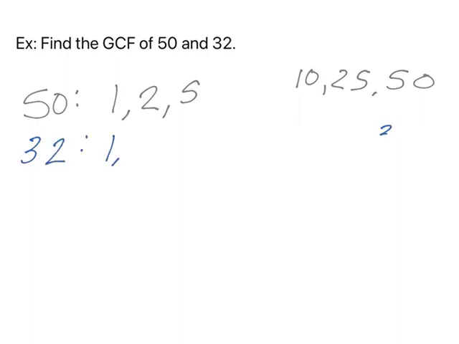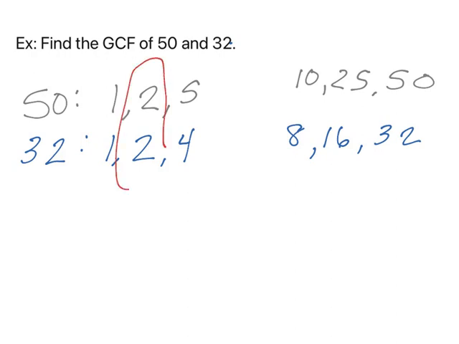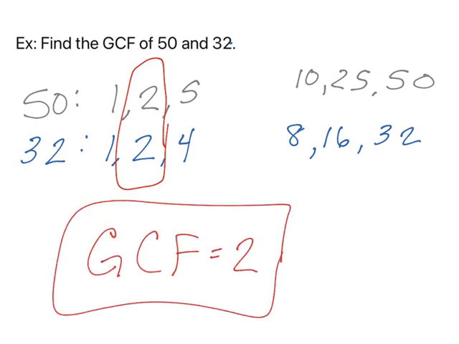Again, I start with 1 and 32. 32 is also even. So 32 divided by 2 is 16. I check 3. Nope. I check 4. Yeah. 32 divided by 4 is 8. I check 5. Nope. 6. Nope. 7. Nope. Okay. This is it. These are my factors. So what is the biggest number shared by both of these? It's not any of the, no. 2. 2 is the only factor. So the GCF is 2.